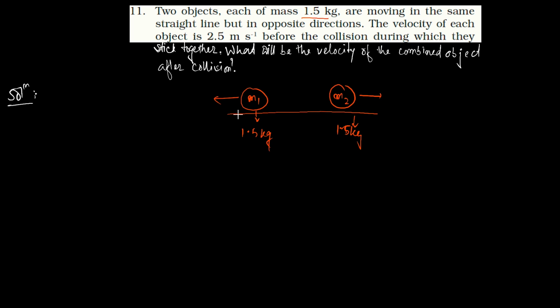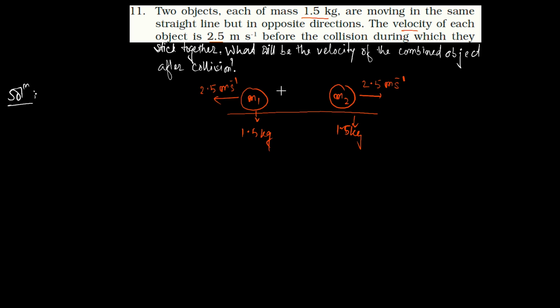The information given is that the velocity of each object is 2.5 meter per second. It is having a velocity of how much? 2.5 meter per second, and this one is also having a velocity of 2.5 meter per second. Now what we have to calculate, given the velocity of each object before the collision, during which they stick together, is what will be the velocity of the combined object after collision?